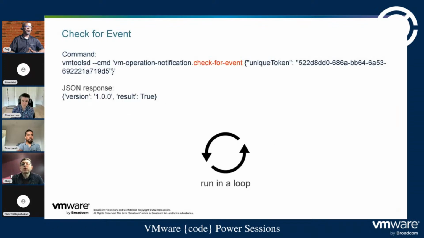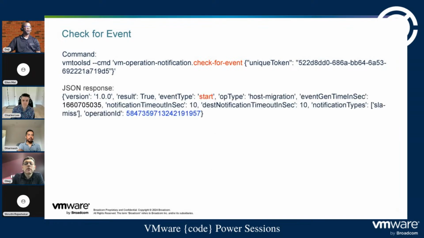Here is how you check for an event. You basically just give it a token. And most of the time, the result of that would be this basically empty JSON. But once somebody queues a vMotion, the next time you check for an event, you'll get a stacked event. In that stacked event, you'll get an operation ID. And this is what you can log.